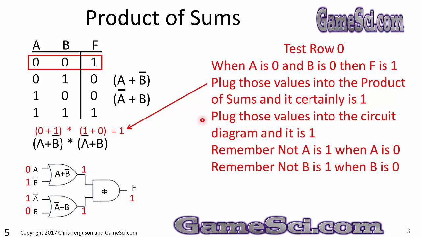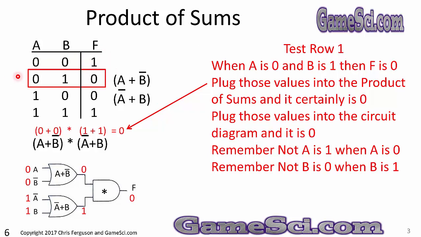Plug these same values into the circuit diagram and it is also 1. Remember, not A is 1 when A is 0. Remember, not B is 1 when B is 0. A and not B is 0 and 1 fed into this OR gate, which produces a 1. Not A and B is 1 and 0 fed into this OR gate that produces a 1. Two 1's is an input to an AND gate, produces a 1. For row 0 of the table, both the product of sums and the circuit produce the proper output of 1.